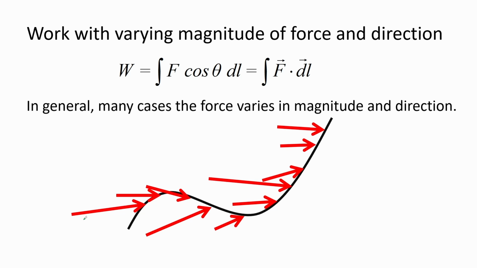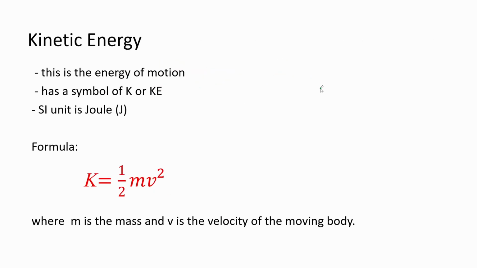Now we have work with varying magnitude of force and direction. Let's say the trajectory or distance is winding, then obviously the force varies. So how do you solve that one? To solve for the work, you have to use an integral function. Basically, we're trying to sum up the tiny effects. So it's F cosine theta dl. Again, theta is the angle between F and dl. We can simplify this as F vector dot dl vector.